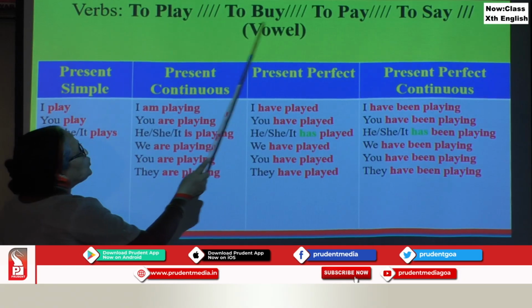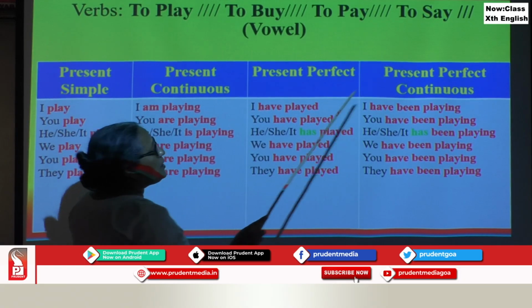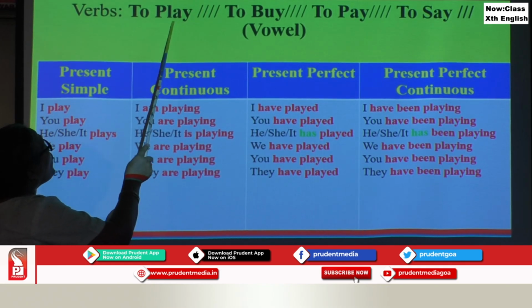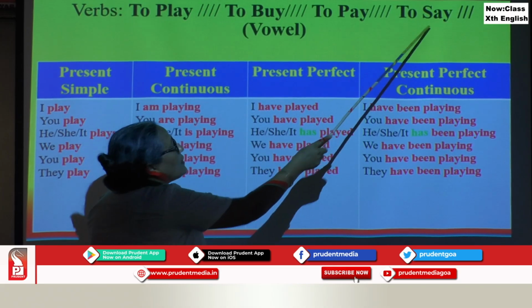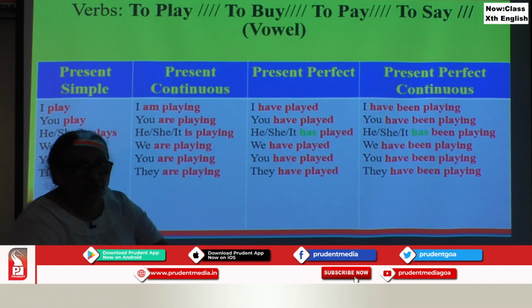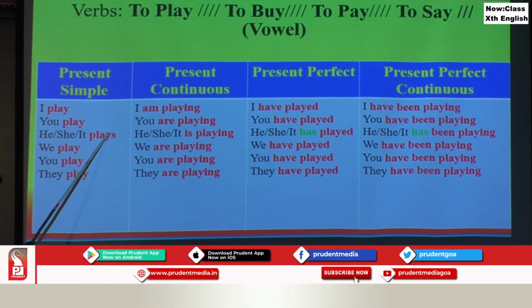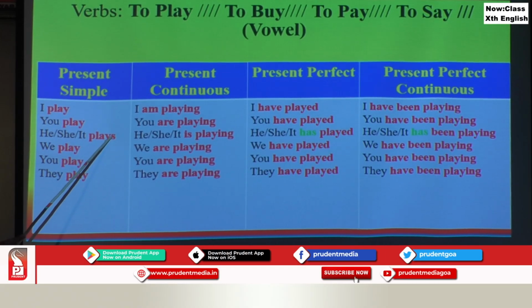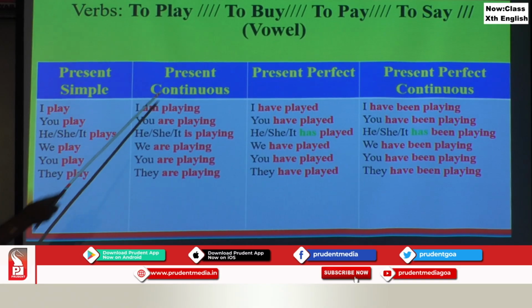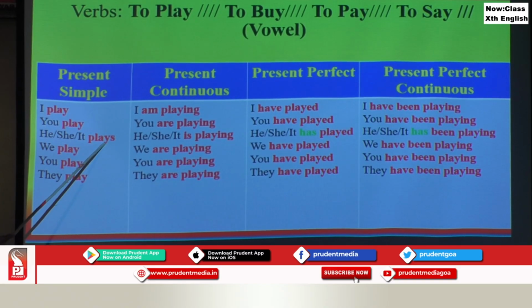Now I will take you on with another rule. Verb to play, verb to buy, verb to pay, verb to say, all play one ball game. And that is, the letter before the Y is a vowel. And therefore, when you conjugate, you've got to take care only of this, and that is, in the third person, you only add an S. I play, you play, he, she, it plays. I've only done one. I buy, you buy, he, she buys.